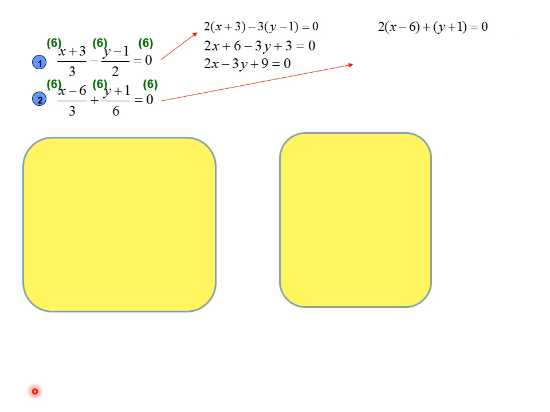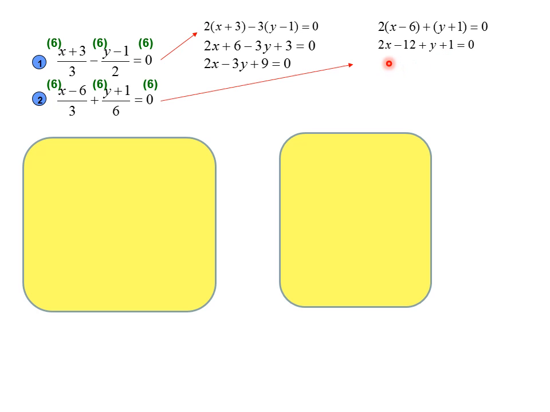Let's tidy up that one. We're going to use some BEDMAS. Okay, so let's notice what happened. 2 times x is 2x. 2 times negative 6 is negative 12, plus y plus 1. There's nothing to multiply there.